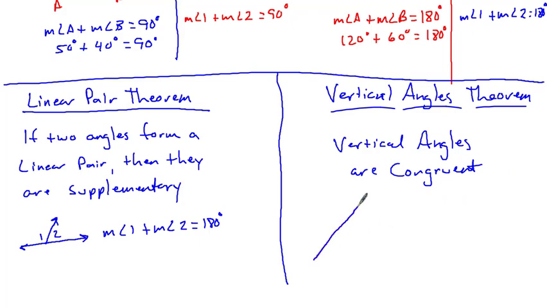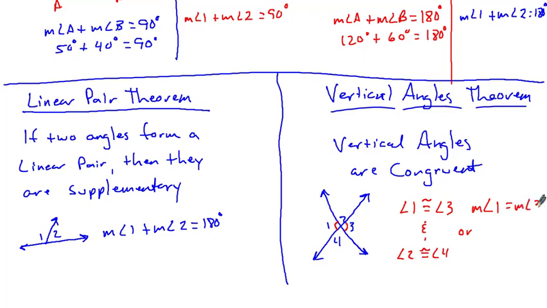So we're going to draw a quick picture of some vertical angles. Remember, they're formed by two intersecting lines, and they're the non-adjacent angles. So that's angle 1 and angle 3. So angle 1 is congruent to angle 3, and angle 2 is congruent to angle 4. Or we could say, if we were doing a math problem and solving something, the measure of angle 1 equals the measure of angle 3, and the measure of angle 2 equals the measure of angle 4.